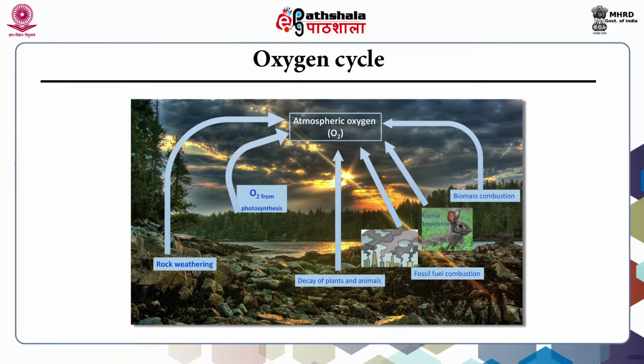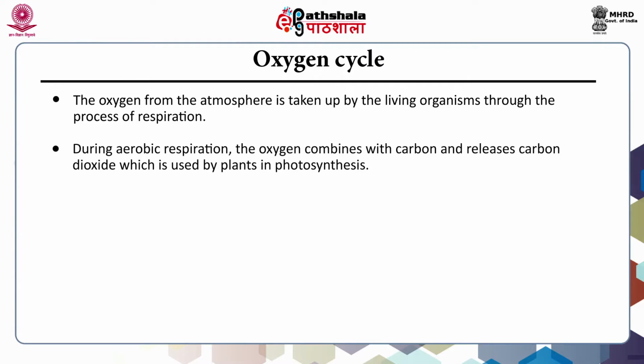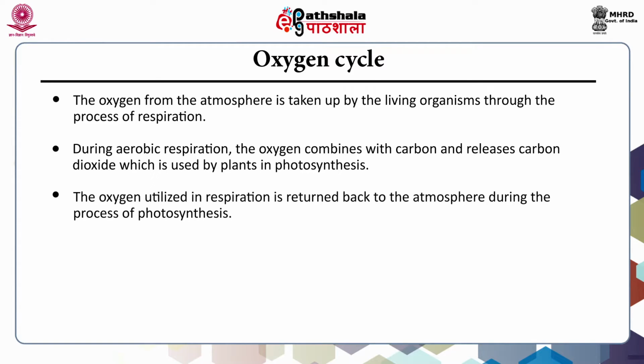Now, this figure shows the oxygen cycle and how oxygen is cycled between the biotic and the abiotic factors. The oxygen from the atmosphere is taken up by living organisms through the process of respiration. During aerobic respiration, the oxygen combines with carbon and releases carbon dioxide, which is further used by plants in photosynthesis. The oxygen utilized in respiration is returned back to the atmosphere during photosynthesis.